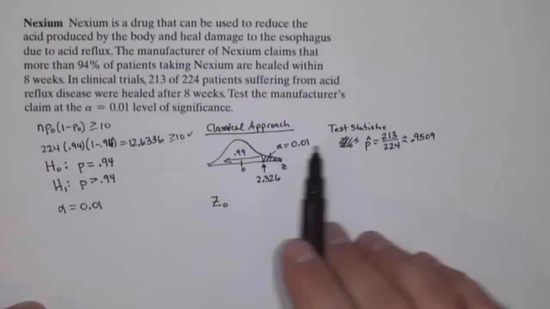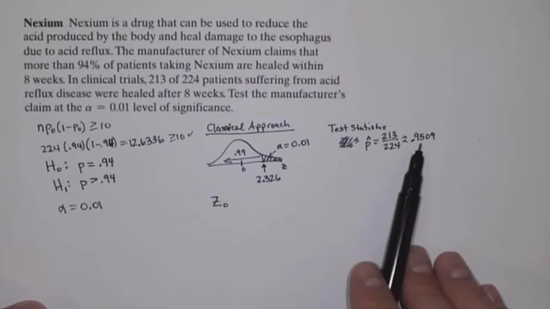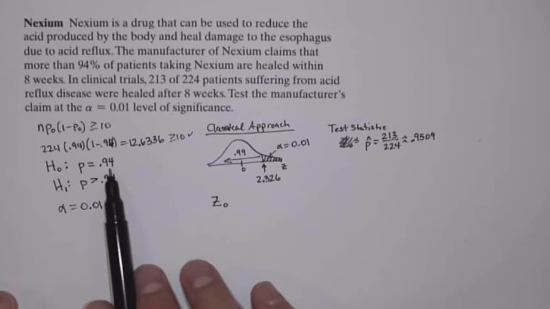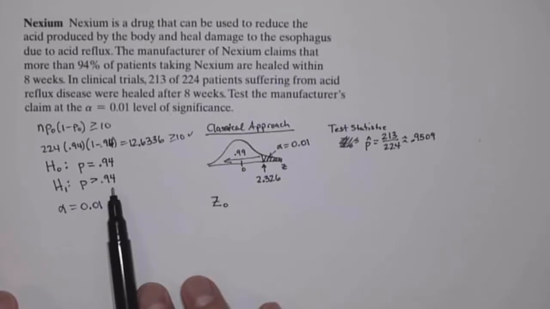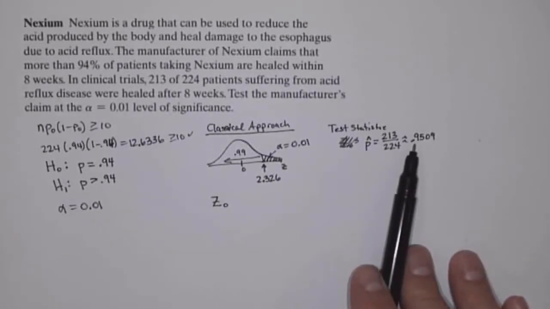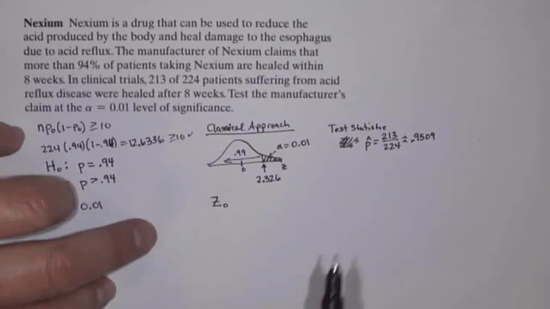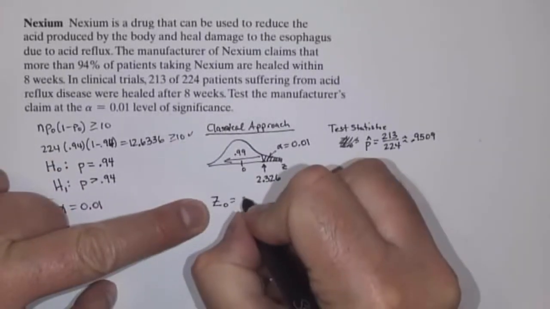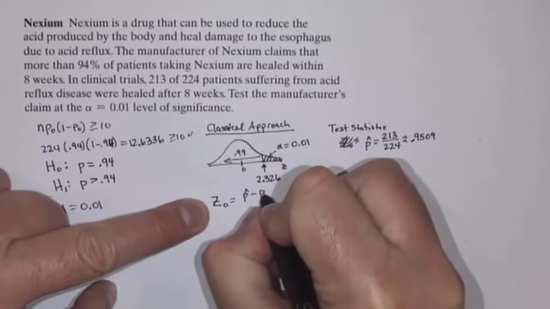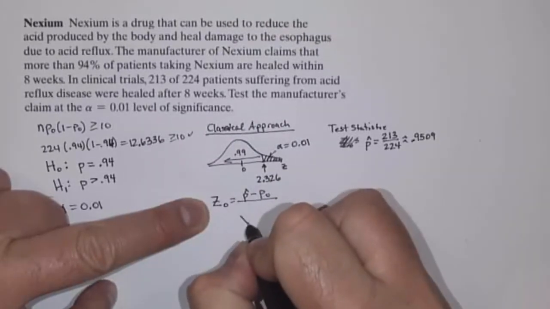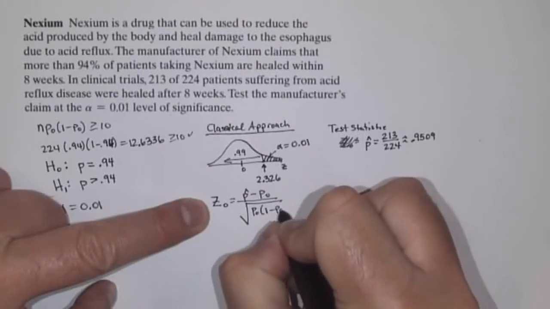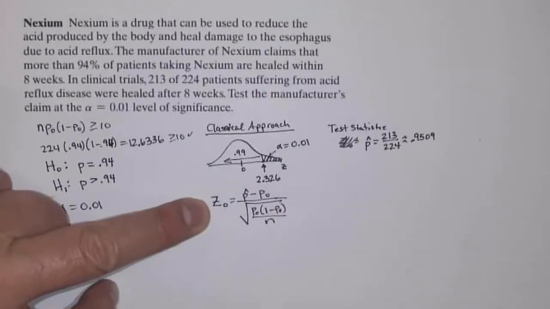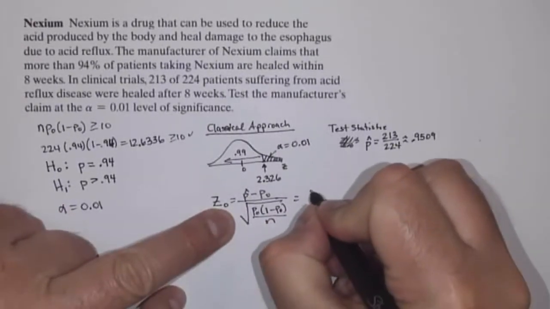So it's looking like in this sample we got 95% of the patients who were healed within 8 weeks compared to 94%. So is that statistically significant? Is that enough to say it's actually greater than 94%? Or could this possibly be just because of variation in samples? So my Z0, again, is going to be p hat minus the p from the null hypothesis divided by the square root of p from the null hypothesis times 1 minus p from the null hypothesis divided by n, the sample size.